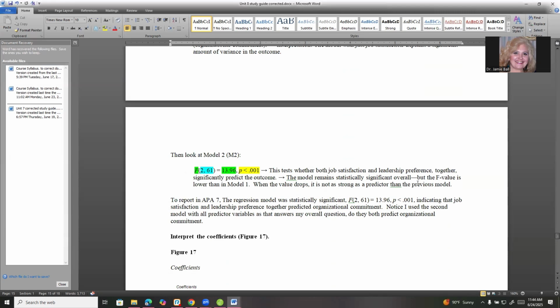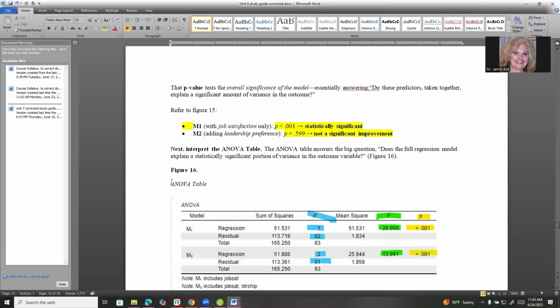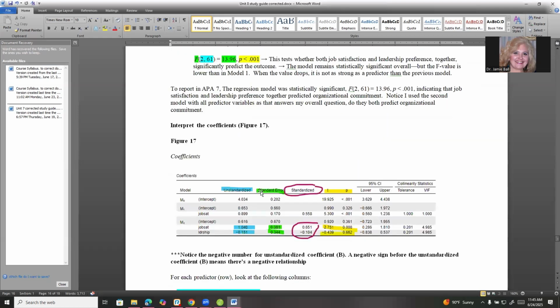So leadership preference by itself and with job satisfaction doesn't really do a great job of explaining organizational commitment. But this model, a multiple regression, was a good fit for the data. That's the best way to think of the ANOVA test. This tells us whether or not a multiple regression is a good fit for testing our data.